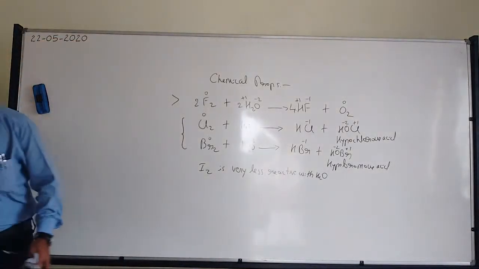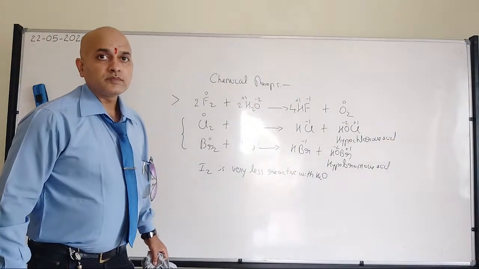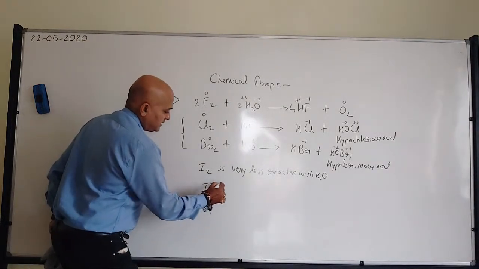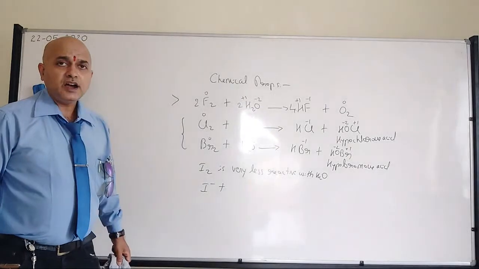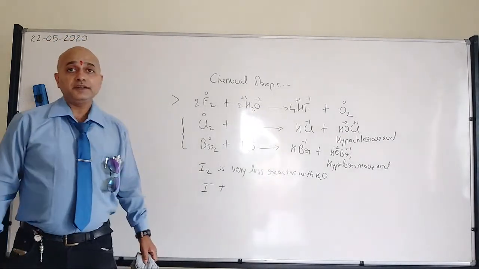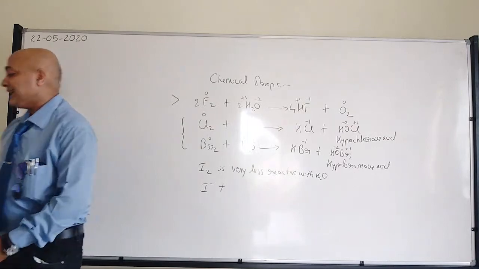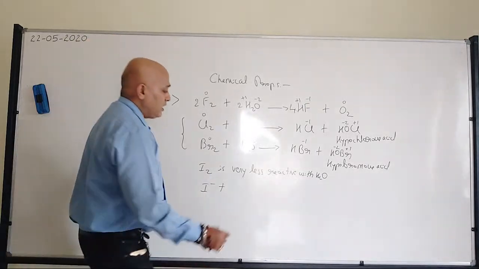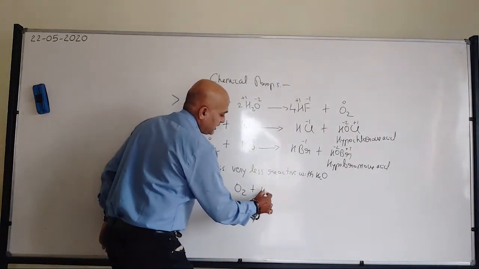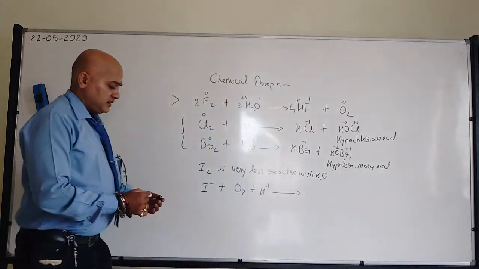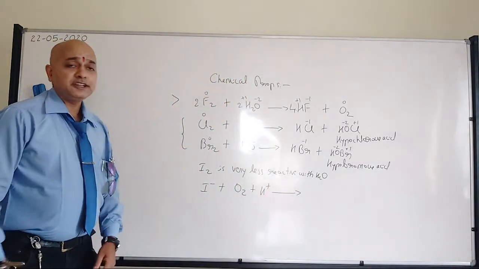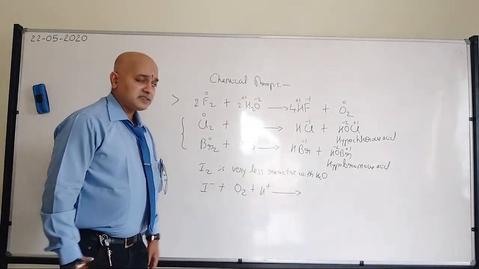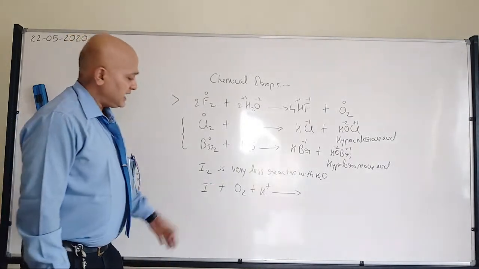Any doubts? Now, instead of iodine, if I take iodide, now this iodide can react with the oxygen, and it should be done under acidic condition. That means I am talking about hydrogen iodide. Hydrogen iodide reacting with the oxygen. H plus I minus is nothing but hydrogen iodide, acidic condition.